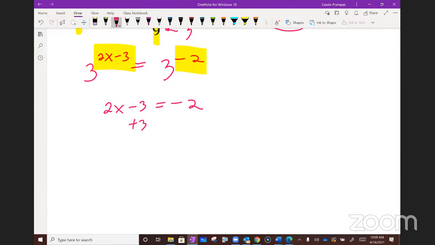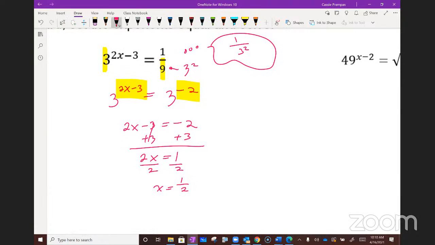So I'm going to add 3 to both sides, which gives me 2x is equal to 1. Divide both sides by 2, and that gives me x is equal to 1/2. Now I could check it, plug it in. 2 times 1/2 is 1. 1 minus 3 is negative 2, and 3 to the negative 2 is 1/9. So that works.